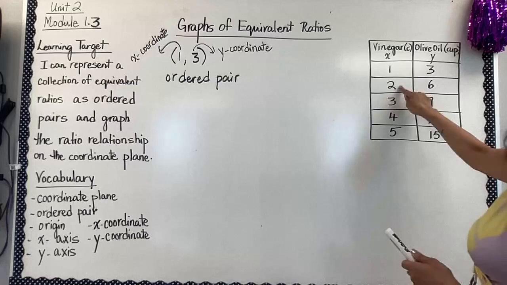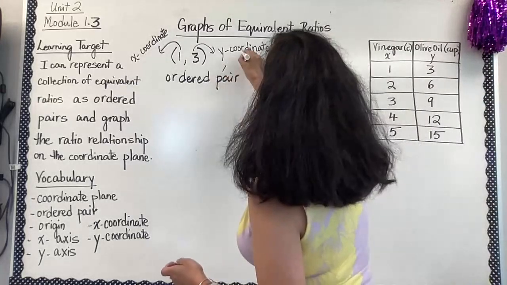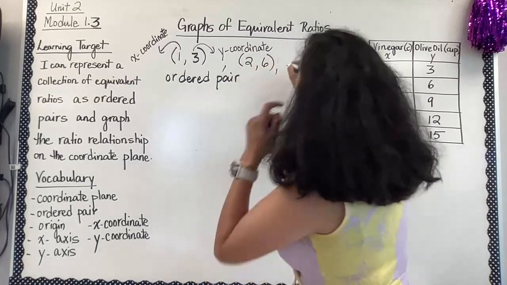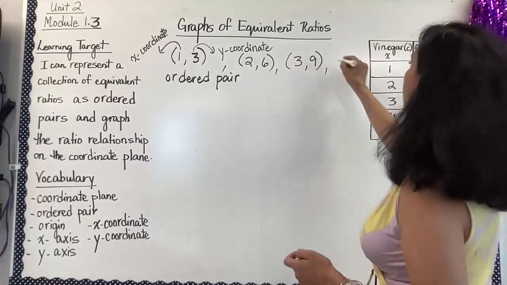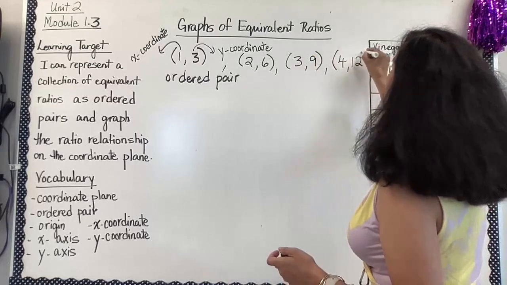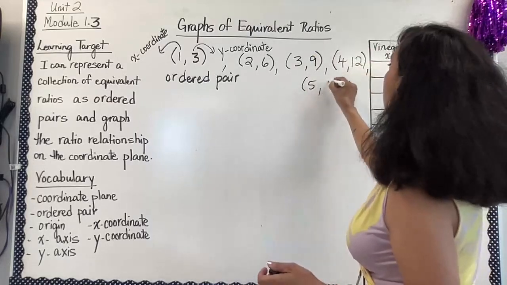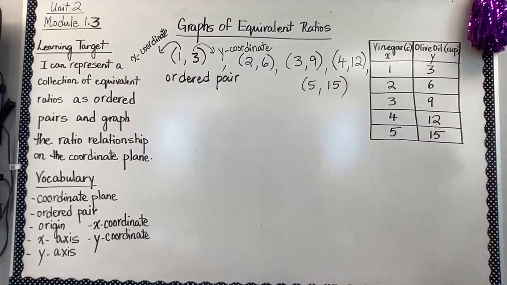What's my second ordered pair? It is 2 and 6. The third one is 3 and 9. The fourth one is 4 and 12. And the fifth one is 5 and 15. So these are my ordered pairs, and each pair of equivalent ratios can be expressed as an ordered pair. Of course, the x coordinate represents the number of cups of vinegar, and the y coordinate represents the number of cups of olive oil.